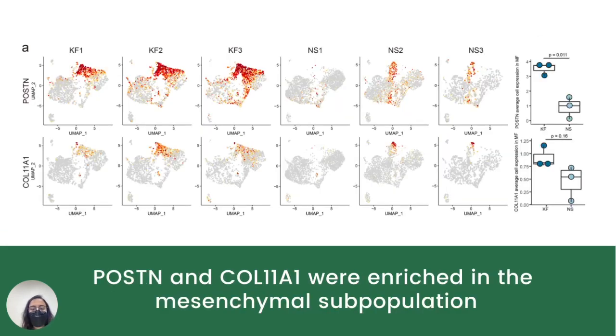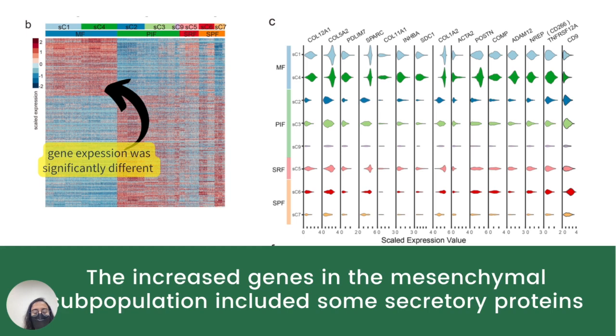In terms of characteristics of mesenchymal fibroblast and fibrotic skin disease dermis, they found that skeletal system development, ossification, and osteoblast differentiation associated genes such as POSTN and COL11A1 were enriched in the mesenchymal subpopulation. The heat map in figure B suggested that gene expression was significantly different between the mesenchymal subpopulation and other subpopulations. Here in figure C, the increased genes in the mesenchymal subpopulation included some secretory proteins such as POSTN, COMP, COL11A1, COL12A1, and COL5A2, and some other membrane proteins such as STC1, ADAM12, and CD266, while CD9 was decreased in the mesenchymal subpopulation.